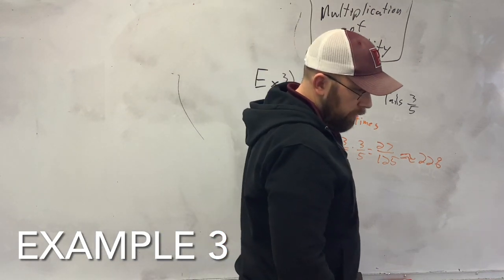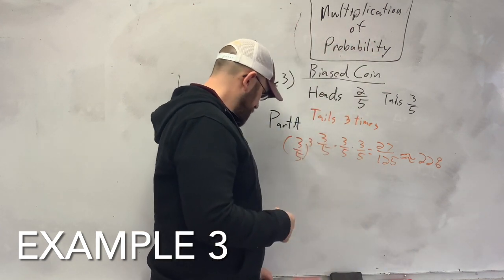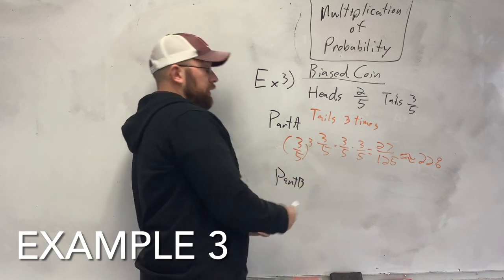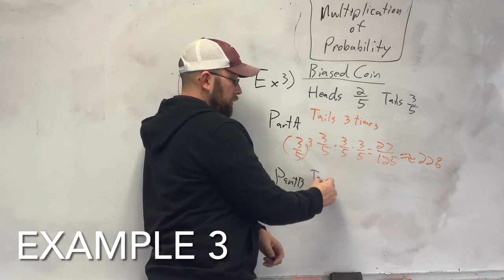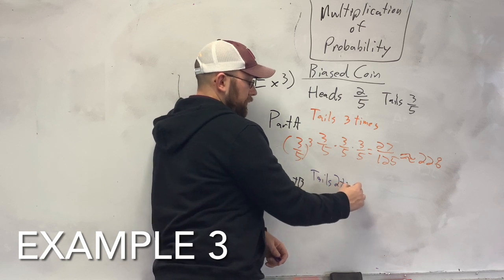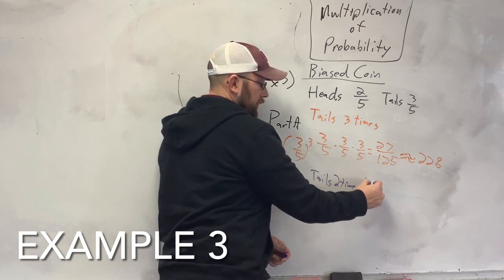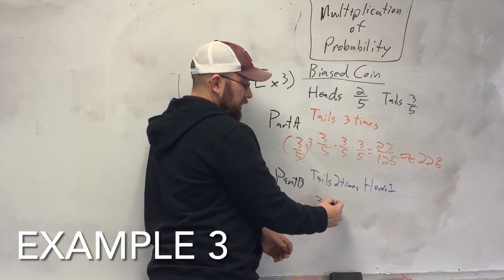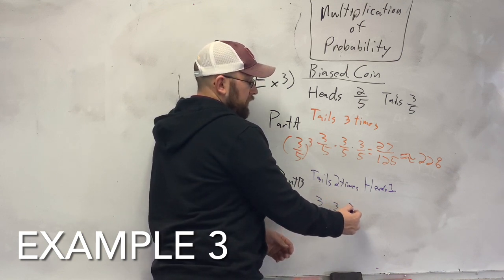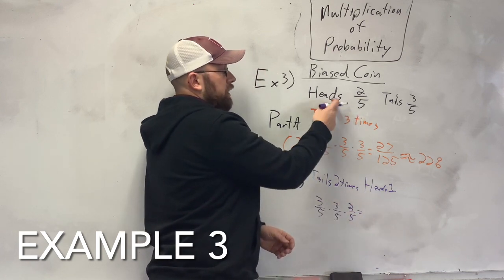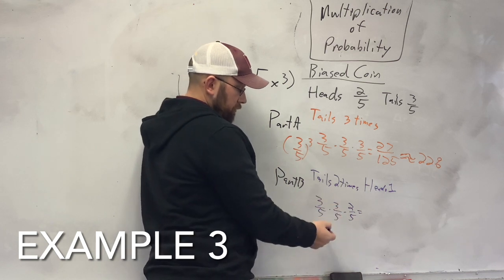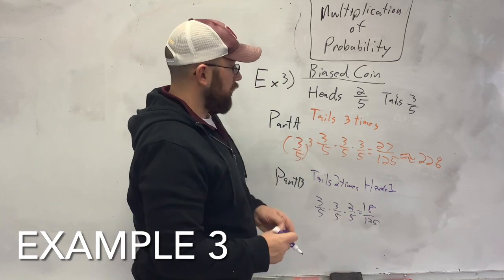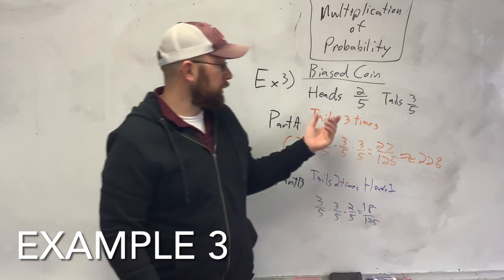All right, so what if you got 2 tails and a head? So part B, what are the chances that I will flip a coin and get tails 2 times and then heads once, right after that? Well, I have a 3/5 chance of getting tails the first time, a 3/5 chance of getting tails the second time, and a 2/5 chance of getting heads on that last one. So that's 18/125.